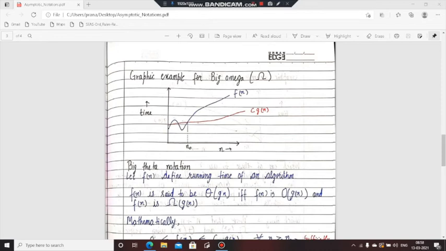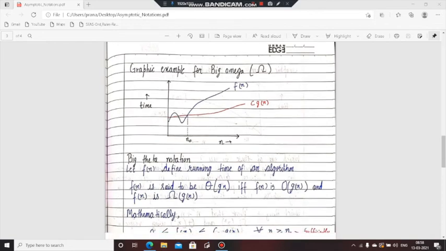But in practicality, we don't calculate big theta. The only focus of the time complexity of an algorithm is to calculate the big O, because big O gives us the worst case, and that's very practical for an algorithm. So we always find the worst case. Just remember this.